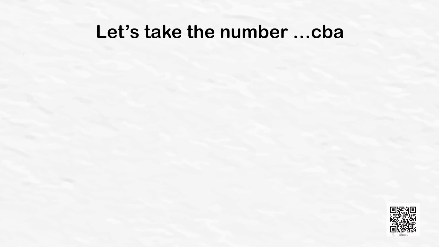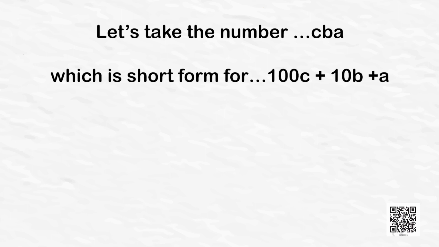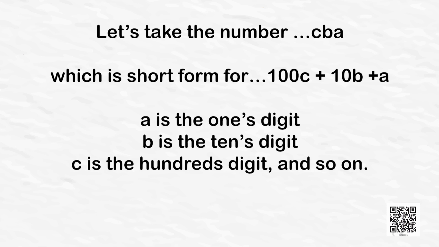Let us take the number CBA, which is a short form for 100C plus 10B plus A. Here A is the ones digit, B is the tens digit and C is the hundreds digit and so on. Students, make a note that the dots are there to say that there may be more digits to the left of C.